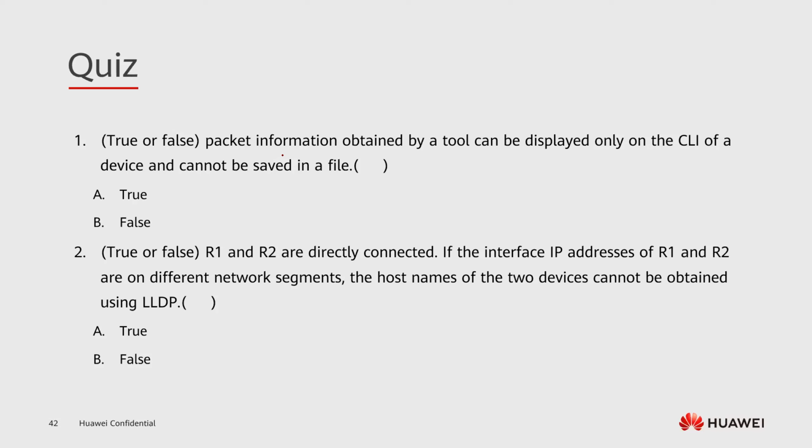Packet information obtained by R2 can be displayed only on the CLI of a device, and cannot be saved in a file. This is false. R1 and R2 are directly connected. If the interface IP addresses of R1 and R2 are on different networks, names of the two devices cannot be obtained using LLDP. This is also false because LLDP is just like LACP or STP, it runs at layer 2. It has nothing to do with the IP address.